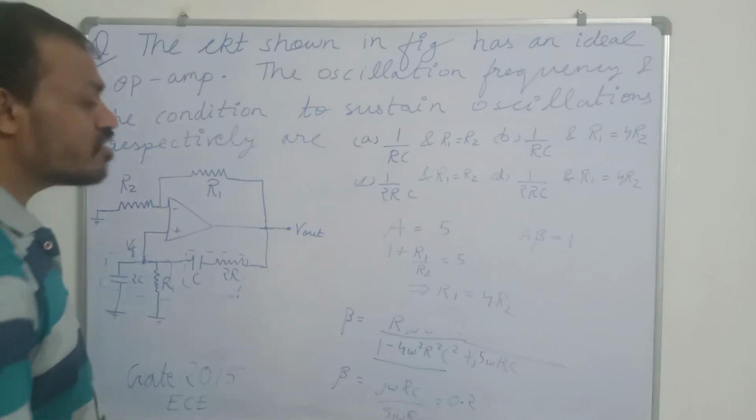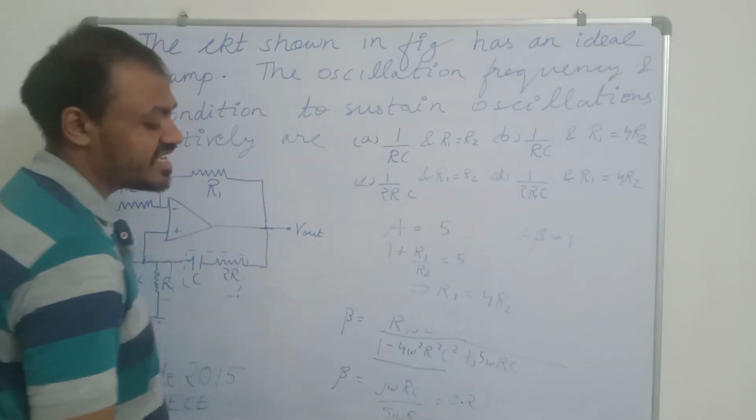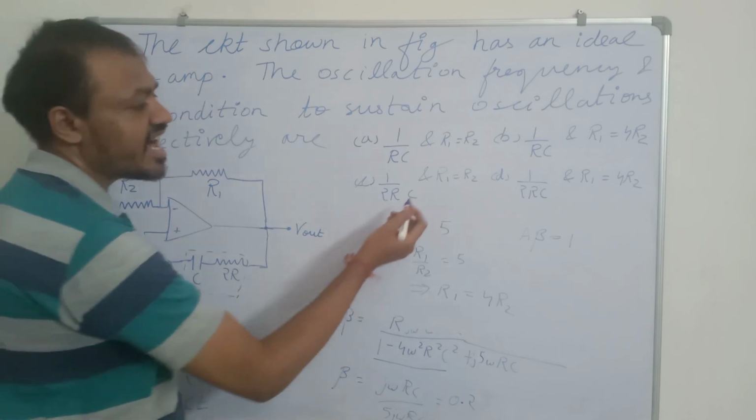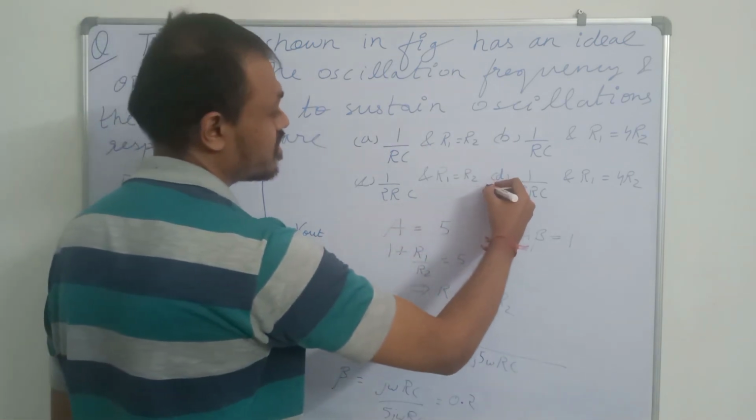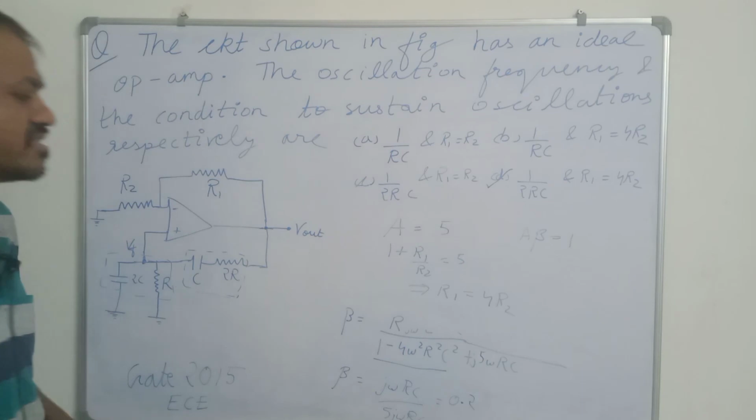So we have found the condition: the frequency is 1 upon 2RC and R1 is equal to 4R2. So the correct option is option D. Thank you.